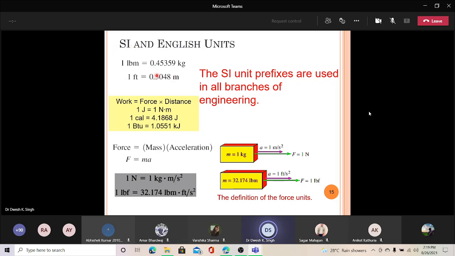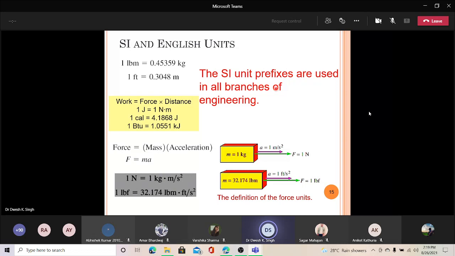So in the English unit you will find these two terms are common, and one more term that I will discuss later: lbm. lb basically means pound, and m stands for mass, meaning pound mass. So you can see here 1 lbm is equal to 0.45359 kg, and 1 foot is equal to 0.304 m. Maybe some of you are aware of this.